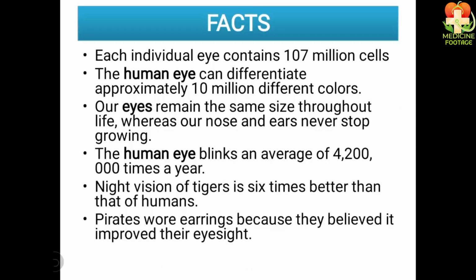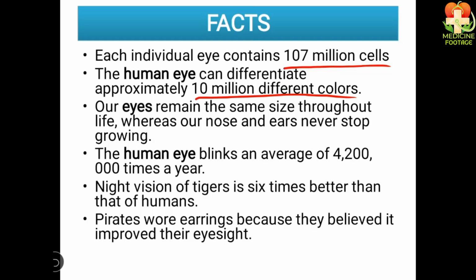So let's start. First, let's study some facts about the eye. Students, do you know that the human eye is made of 107 million cells? The second fact is that the human eye can differentiate between 10 million colors. After this, we come to the size of the human eye.